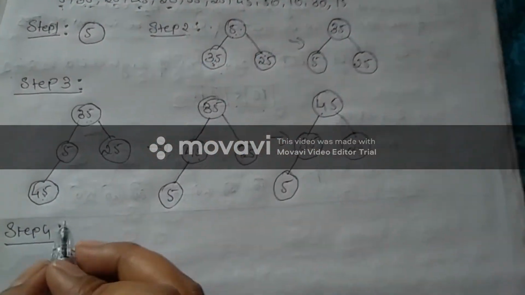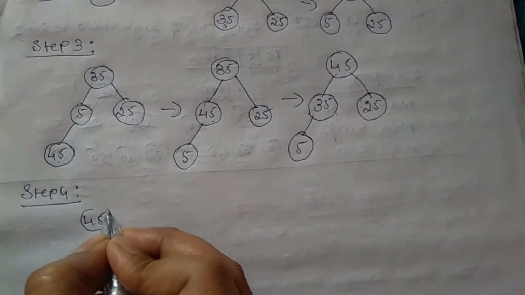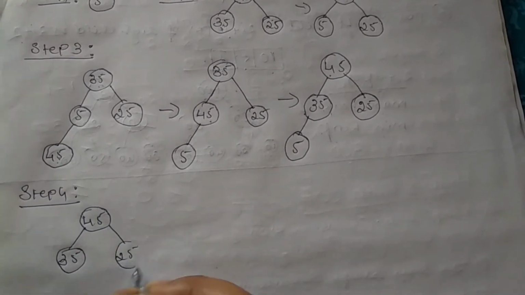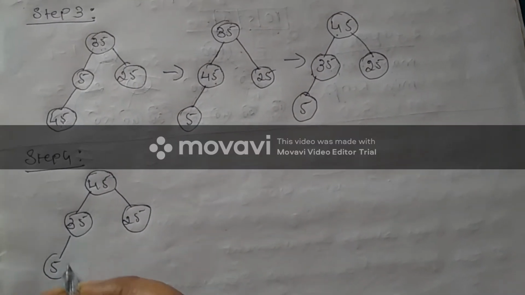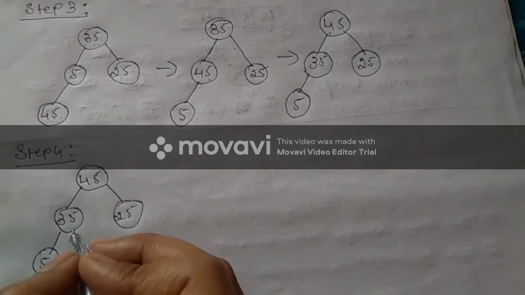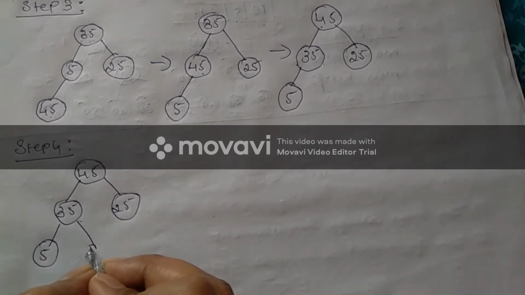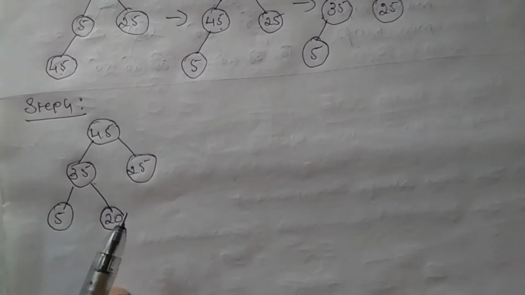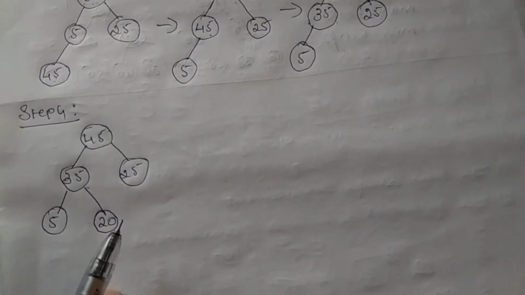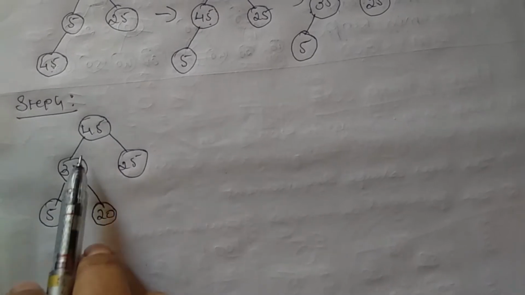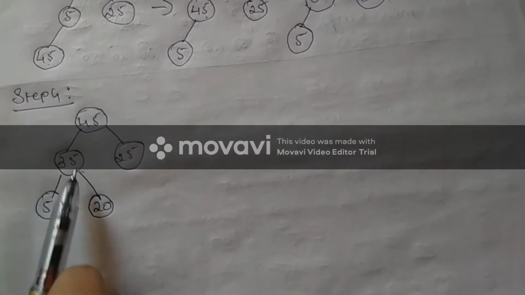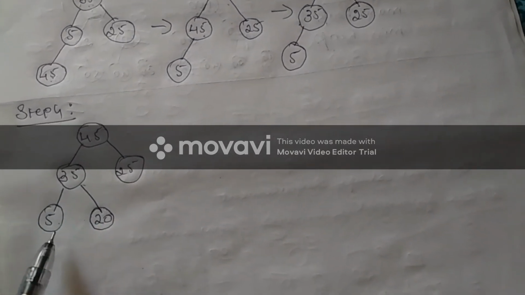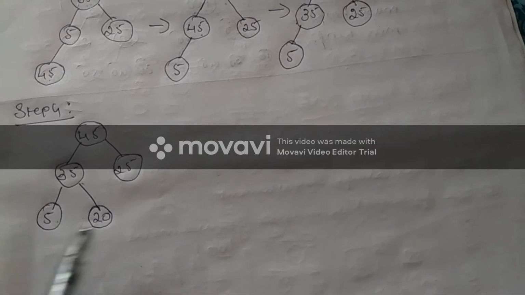It is 20. So where will you place 20? First write this as it is, 45, 35, 25 and then 5. 20 goes towards right of this 35. It should be complete. Always you have to come from left to right. Now you see here in step 4, 45 is the root node, 35 and 25 are less than this one, and 5 and 20 are less than 35. It is satisfying the parental dominance. So step 4, no need to transform anything.